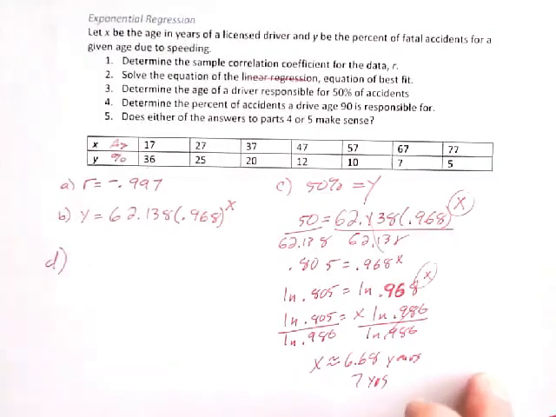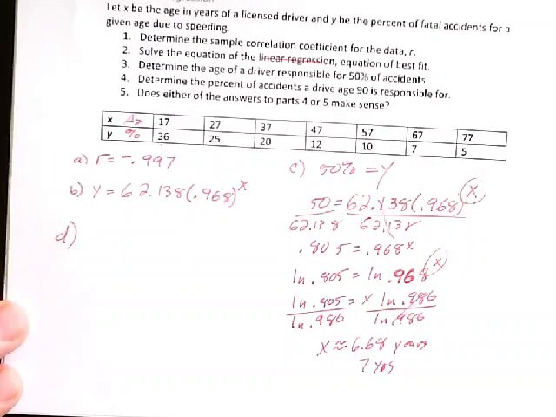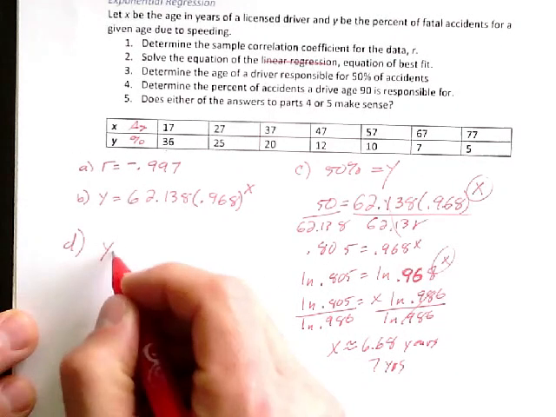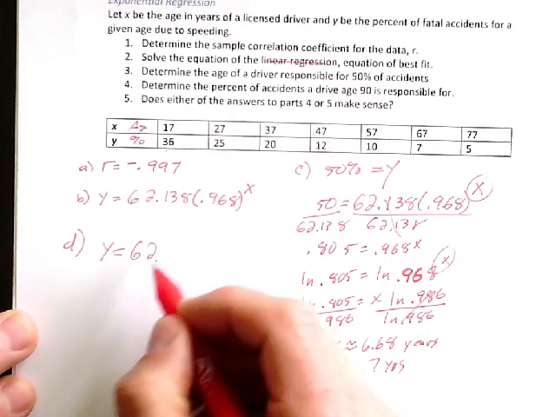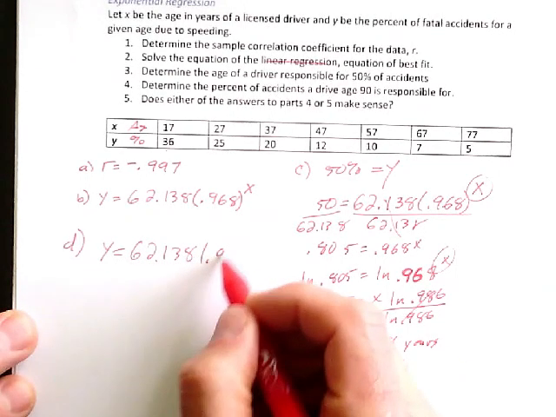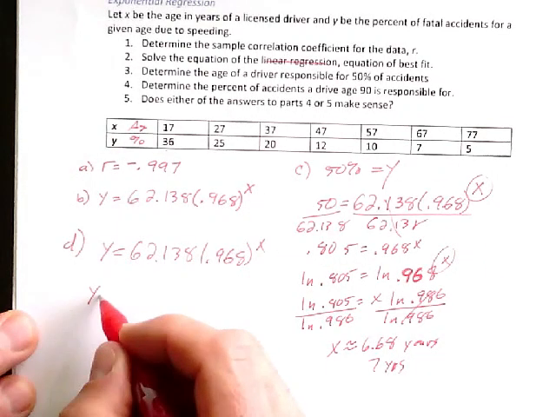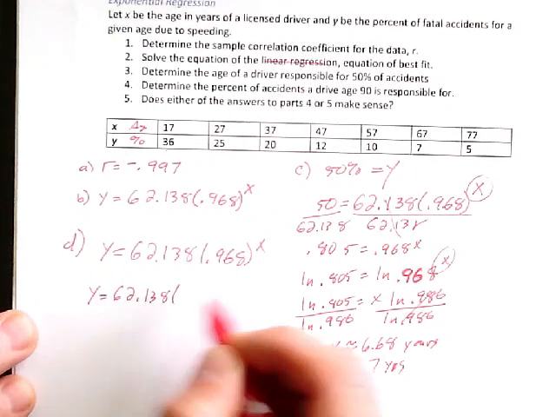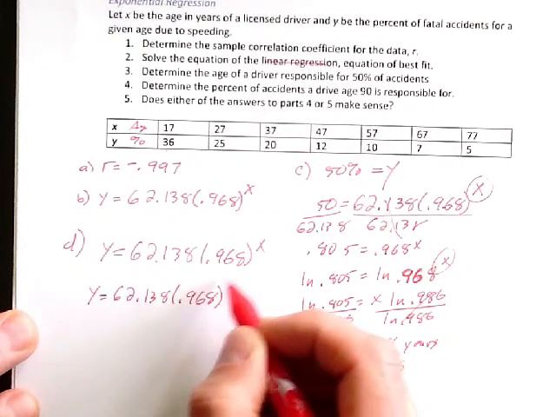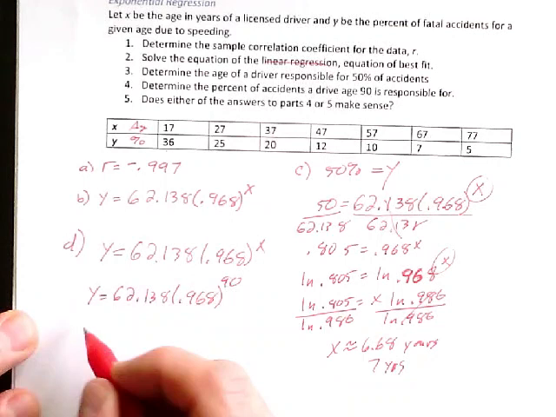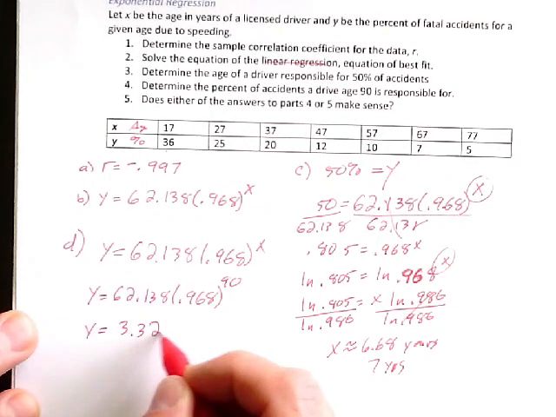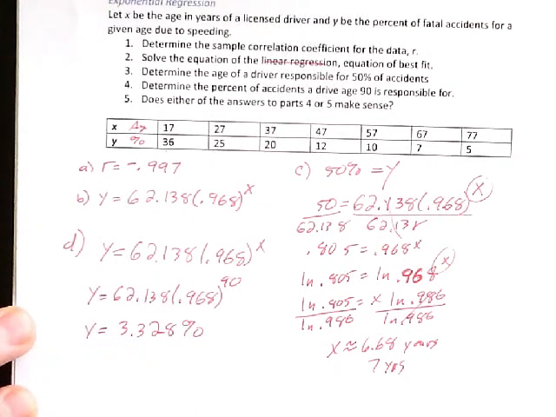Part D wants to know what percent a 90-year-old is responsible for. So again, if Y equals 62.138 times 0.968 to the X, age is X, to the 90th, you end up with 3.328%.